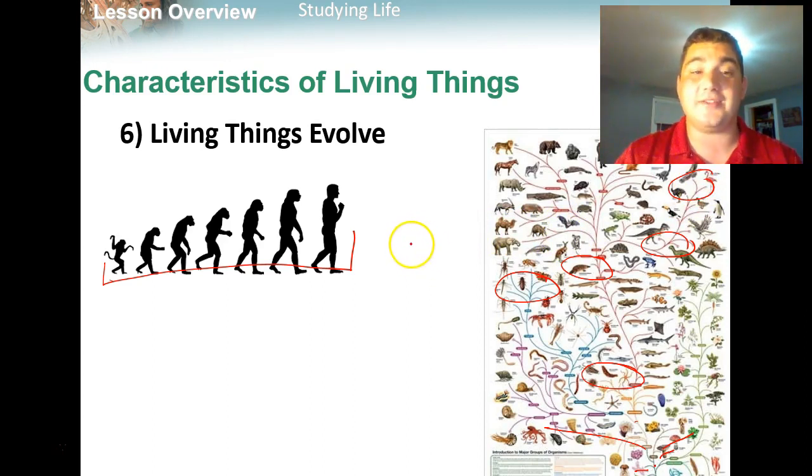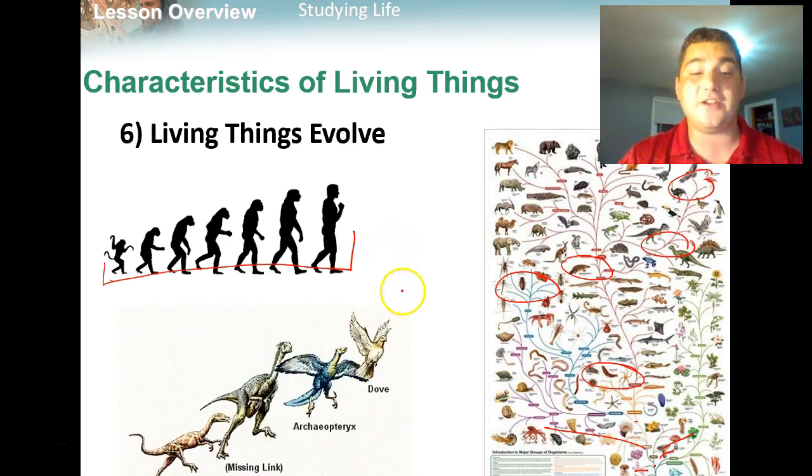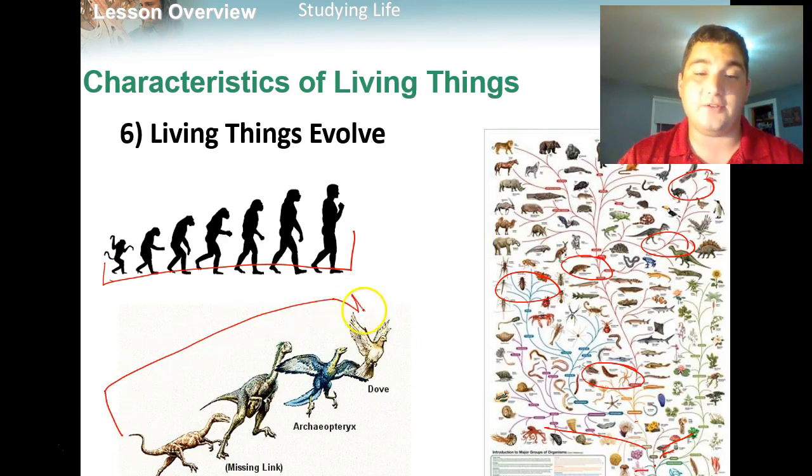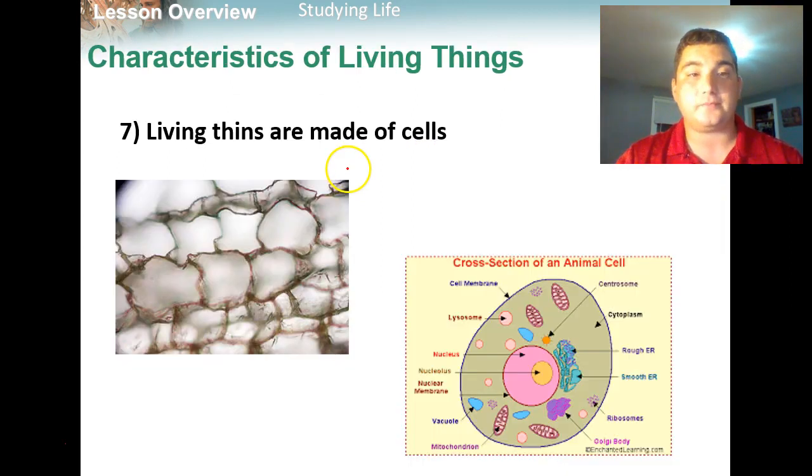Now, this is nothing that we can see immediately in some type of experiment, like we talked about Charles Darwin last time. He had to make observations and look for clues. And here, just another example, dinosaurs will evolve into birds. So all living things evolve, and again, this is over millions and millions of years.